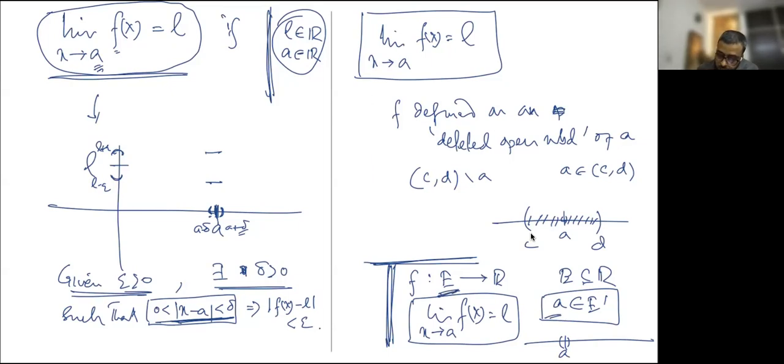But to keep things simple for us, we'll assume that f is defined on an open neighborhood around the point A, leaving out the point A itself. I mean, it can be defined on A also, but we don't require that.